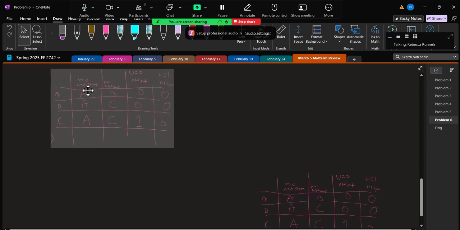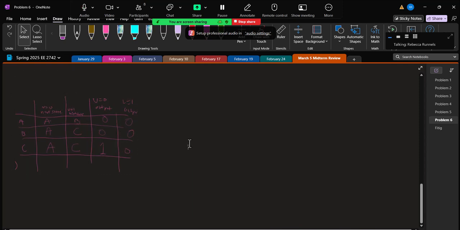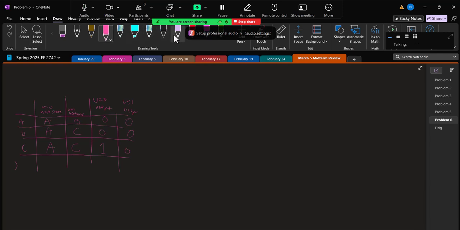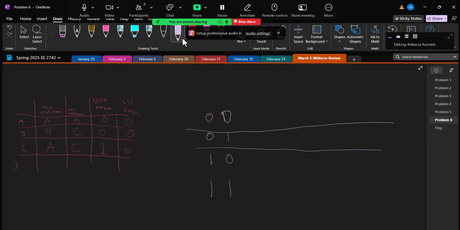So now I want to do my state assigned table. I'm going to make A equal to 0, 0. I'll make B equal to 0, 1. I'll make C equal to 1, 0. And I have to account for the 1, 1, even though it's going to be don't cares. So A is going to be 0, 0. B is 0, 1. C is 1, 0. And then I have a 1, 1 that's going to be don't cares.